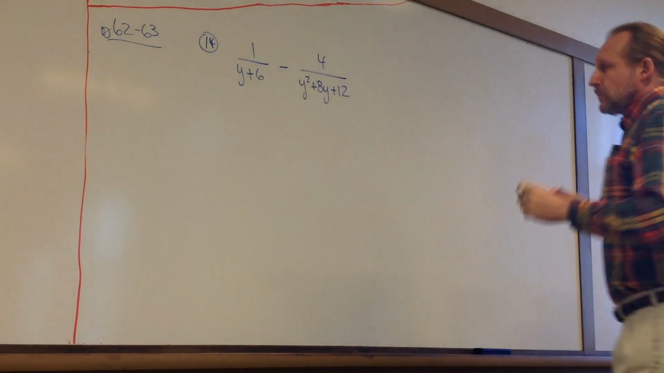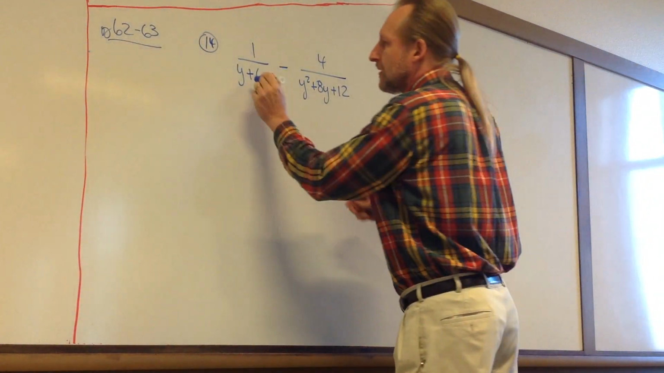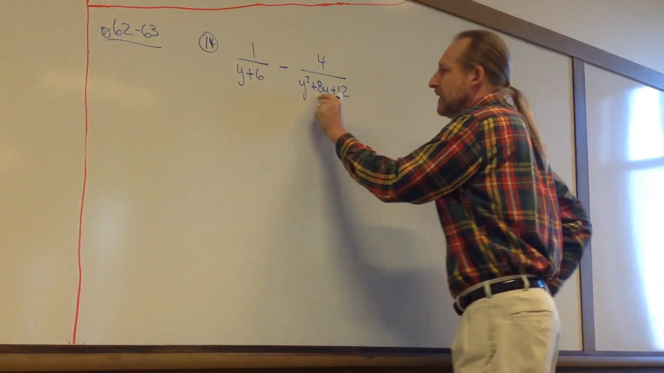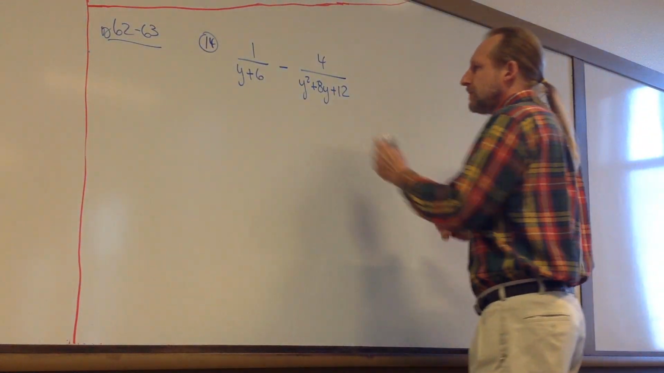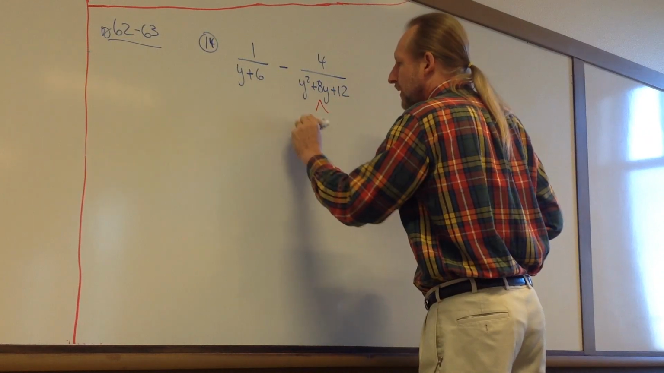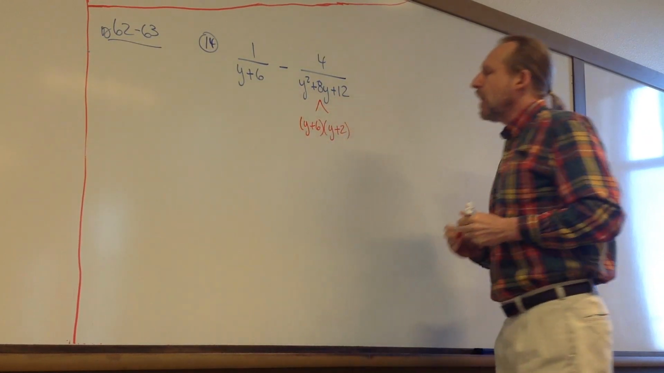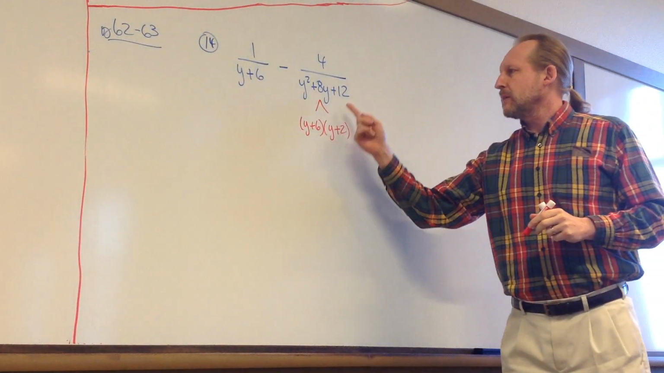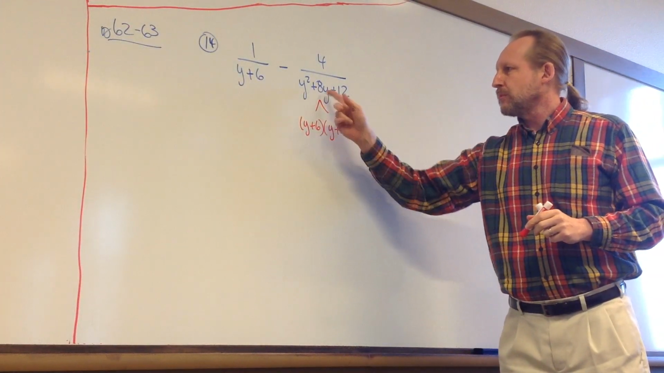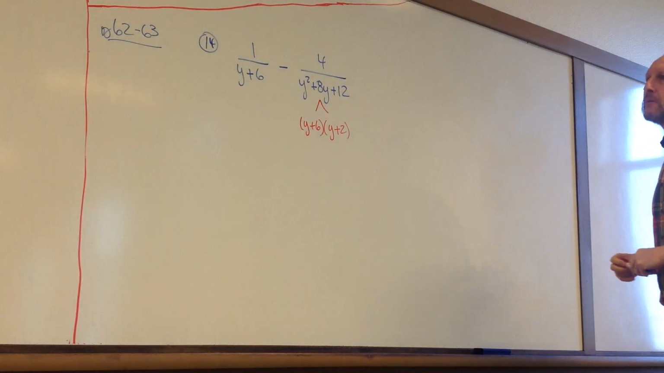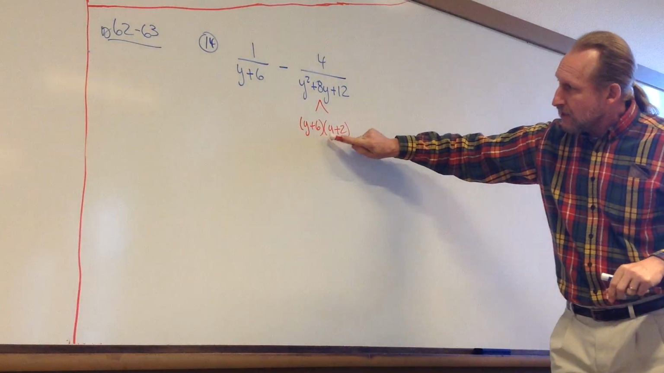Okay, so again, this denominator right here is prime. This one is not. It's factorable. This is one of its factors, y plus 6. The other factor is y plus 2. Notice the 6 times 2 gives you the 12, and 6 plus 2 gives you the 8. Okay, so this is going to be our common denominator.